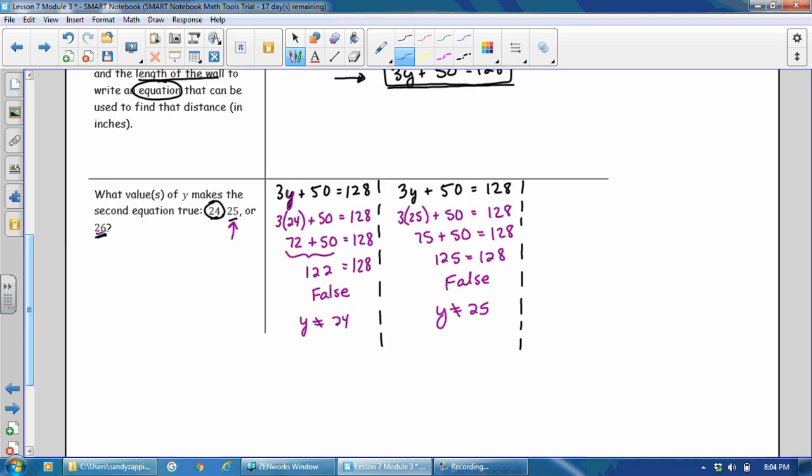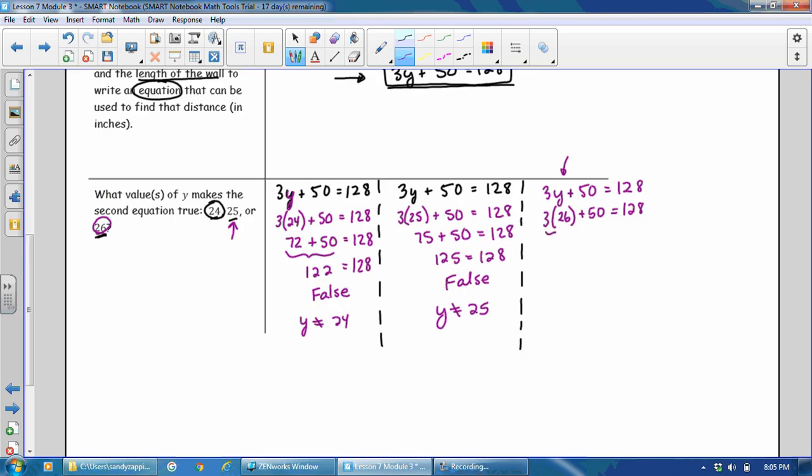So we'll try 26. Write down your equation. 3y plus 50 equals 128. So we'll take the y out and we'll substitute the 26 and bring down the rest of the problem. So what we're doing right now is we're checking to see if a number is a solution or not. And how you do that is you substitute the number for the variable and you evaluate that side of the expression and see if it matches. If it makes a true statement, then it is a solution. If it makes a false statement, it is not a solution.